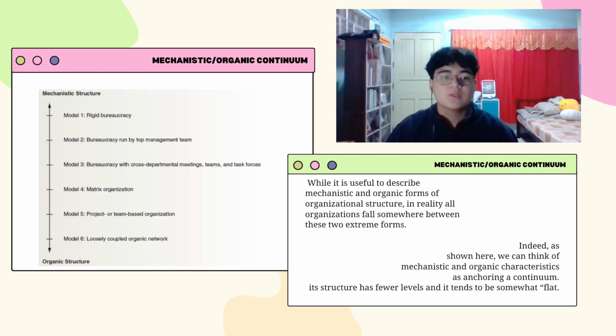In addition to what was previously mentioned, although it is useful to describe mechanistic and organic forms of organizational structure, in reality, all organizations fall somewhere between these two extremes. As you can see from the table over here, we have one side leaning more towards the mechanistic structure and another leaning towards a more organic structure. And of course, there are things in the middle which reflect bits from both worlds. After looking at the difference between these two structures, let's look into the determinants of organizational structure.